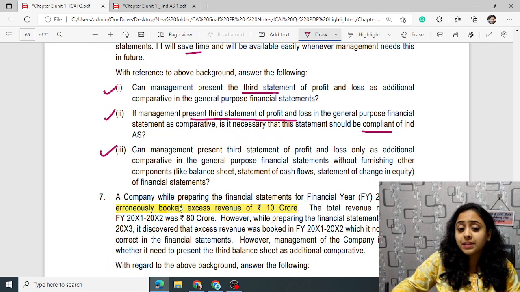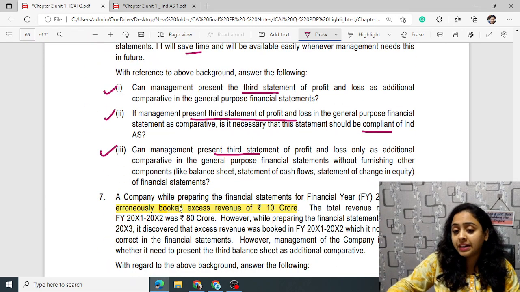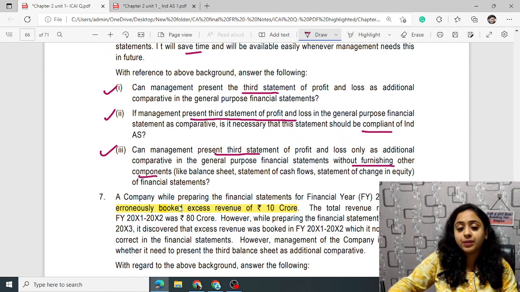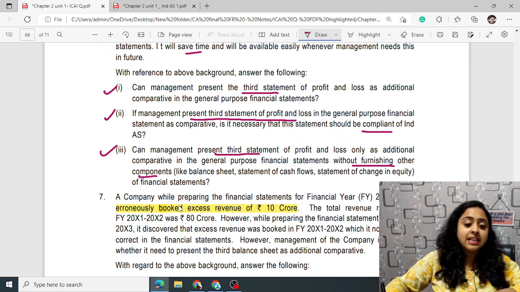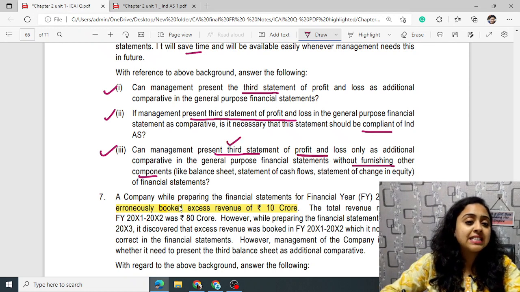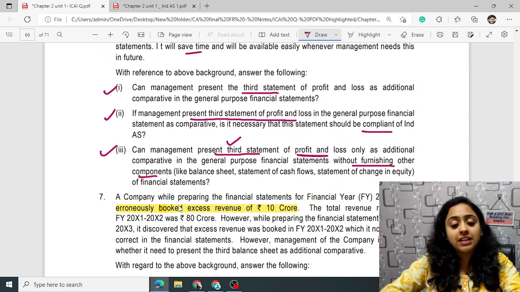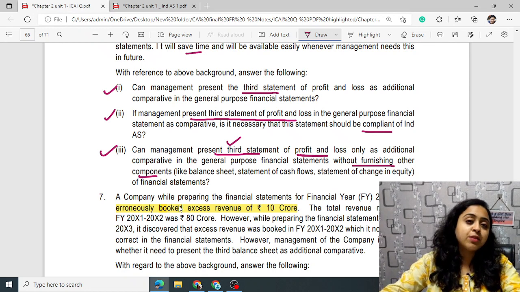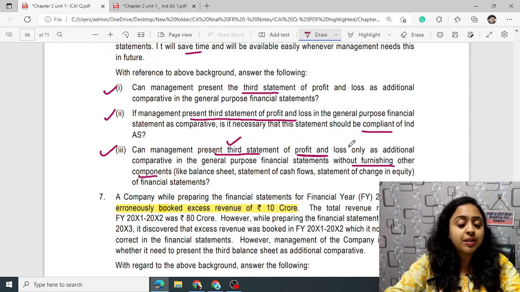Can management present the third statement of P&L only as additional comparative in the general purpose financial statement without furnishing other components like balance sheet, statement of equity or cash flow statement? Yes, you know that even a third balance sheet can be provided for P&L. In that case, providing the third statement is not necessary for balance sheet, statement of cash flow and statement of change in equity. Only the third statement of P&L can work.